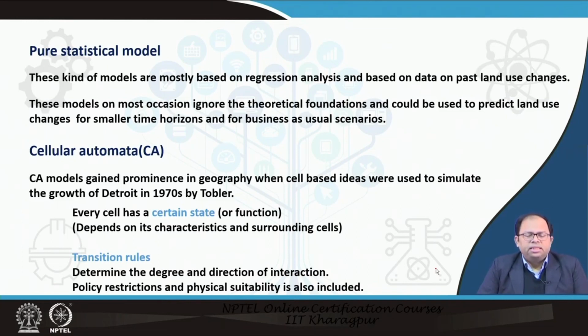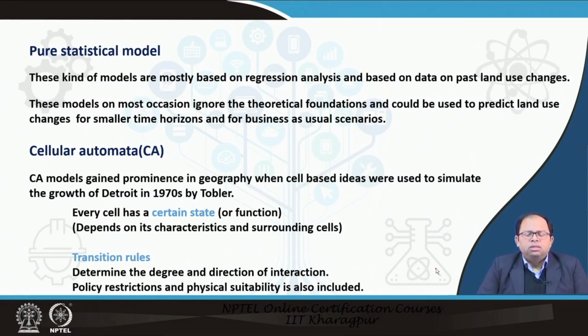So, these are pure statistical models, and then there are cellular automata models, which primarily came out of the geography discipline. They can predict urban growth, they can predict change in form, many things, but at the same time, they also don't have any economic background. So, there are some critiques of these models as well.